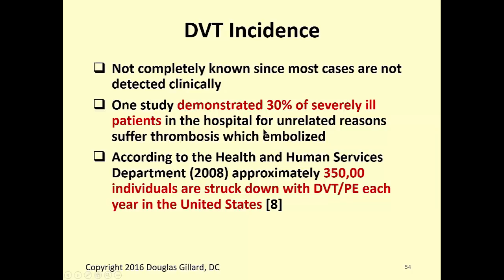According to HHS, the Health and Human Services Department, 2008, there's 350,000. I need to fix that. It should be a zero there. Approximately 350,000 individuals are struck down each year with a DVT, PE, so that's an embolism that came from a DVT.